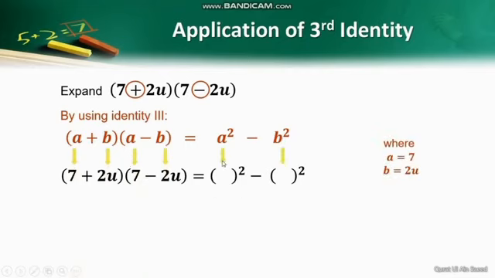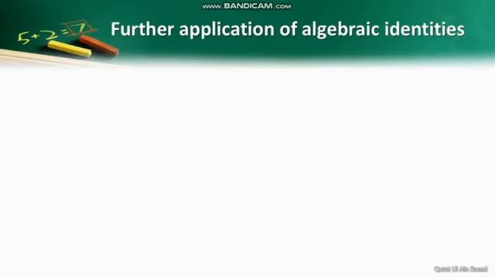Insert the values in the right hand side. The first term is a squared, so here it must be 7 squared. The second term is b squared, so it must be the square of 2u. Then solve the squares of each term. 7 squared is 49 and (2u) squared is 4u squared.